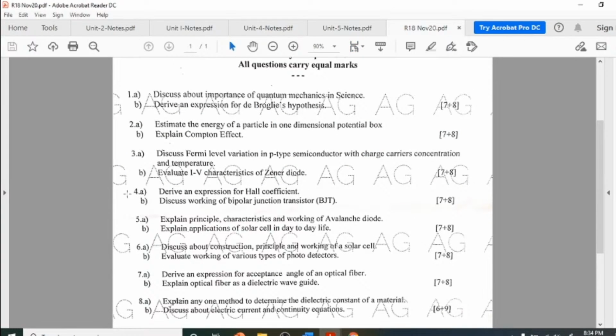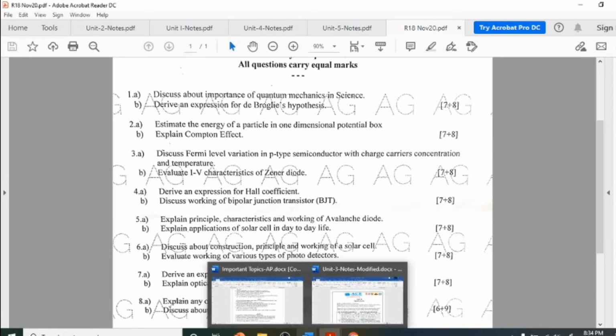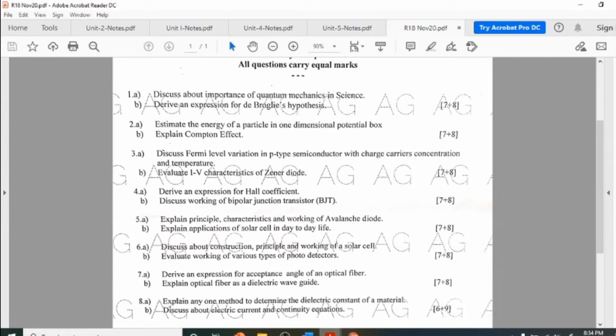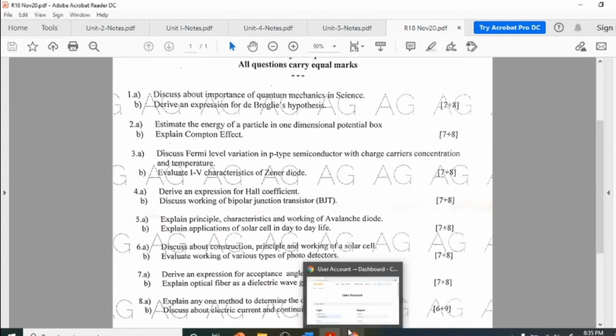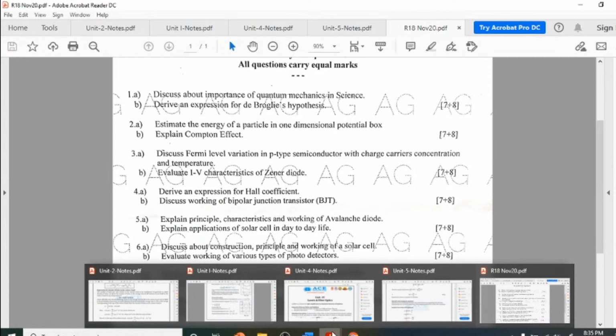Discuss Fermi level variation in p-type semiconductor with charge carrier concentration and temperature. This one is about extrinsic semiconductors. And what is the other question? IV characteristics of Zener diode. So both of them are from the second unit itself. Now, this question from unit 2.